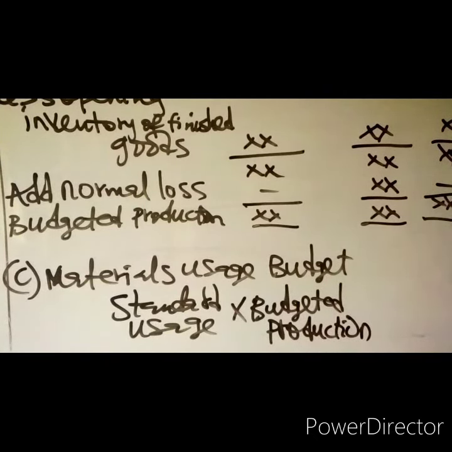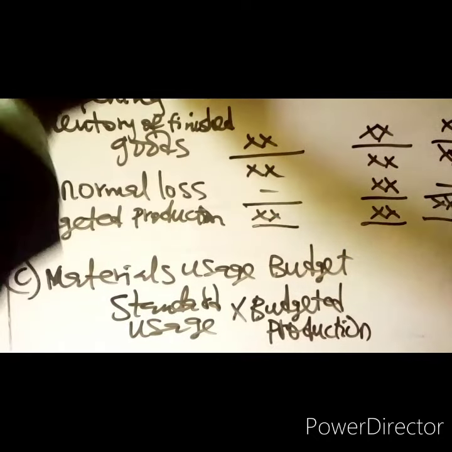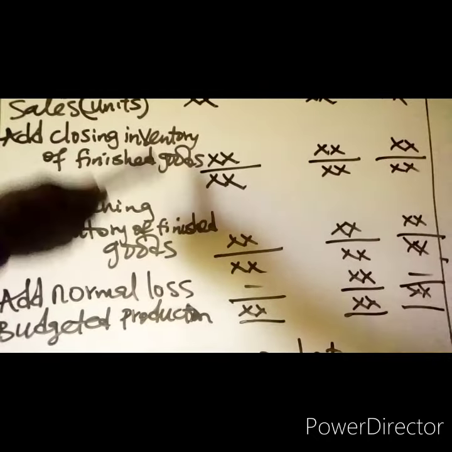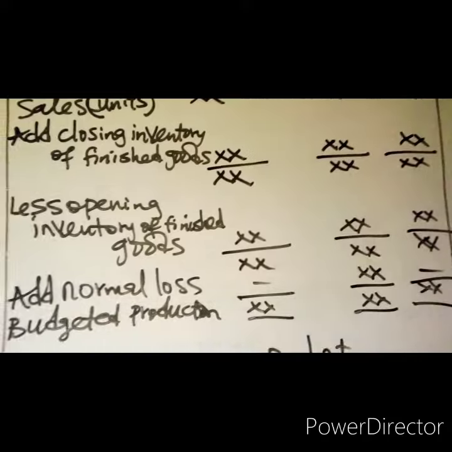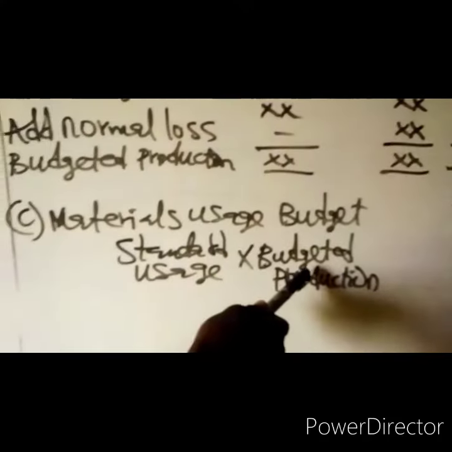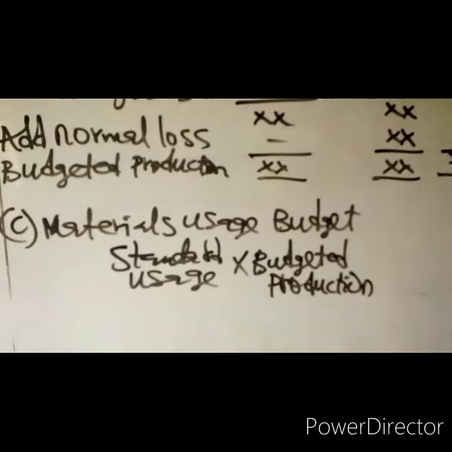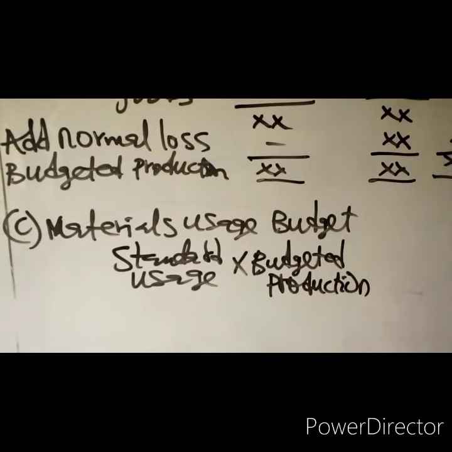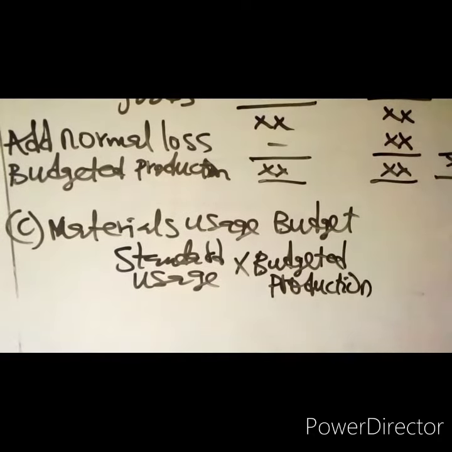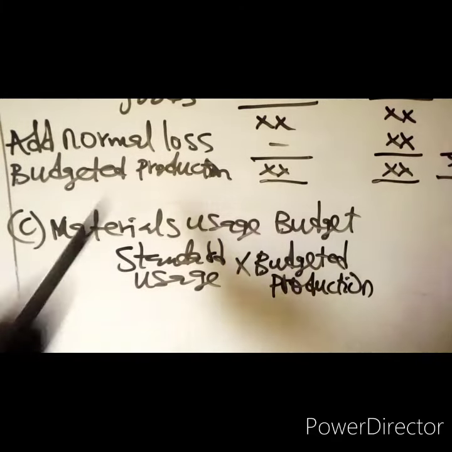You'll be given the level of usage. The budgeted production is what you have obtained above. So the result you've obtained from the production budget is what we're going to have as the production budget here. Meaning that before preparing material usage budget, you will have prepared the production budget.